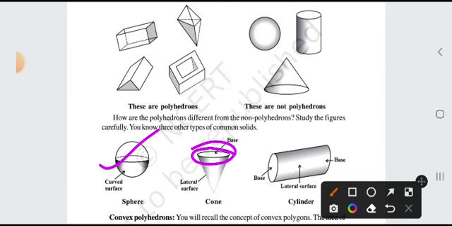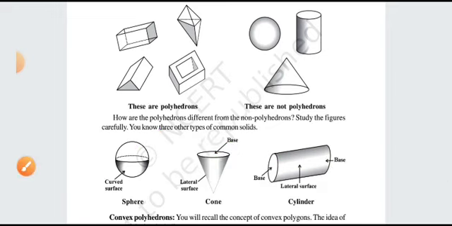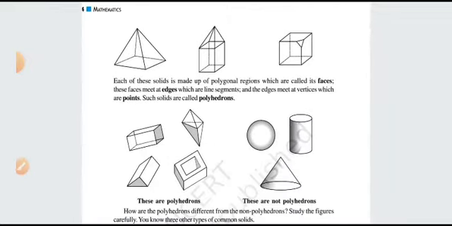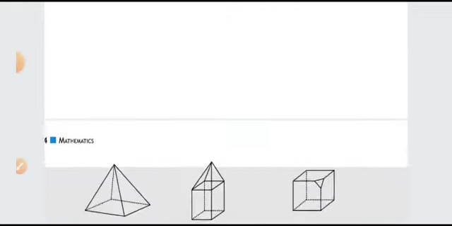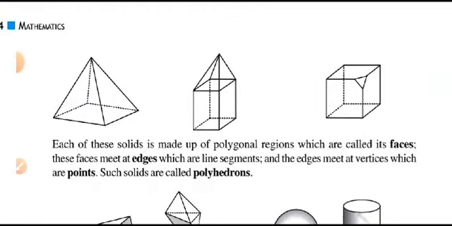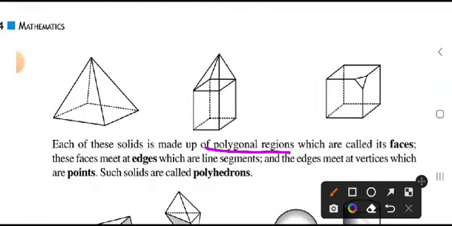You can clearly see that the faces are circles. Here this base is also a circle. So these will not come under polyhedrons. So for solid objects, when we are trying to identify whether that is a polyhedron or not, we just have to see its faces, and when all the faces are polygonal regions, then we will say that's a polyhedron.